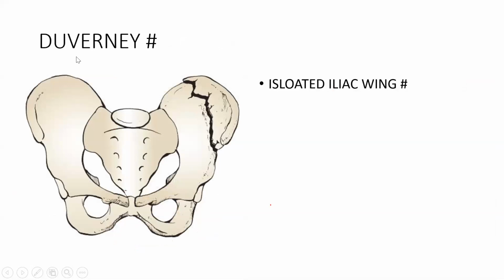Then this is something which even I don't remember. This is Duverney fracture. Okay, this is isolated iliac wing fracture. One-sided iliac wing fracture is known as Duverney fracture. So if you have iliac wing fracture, you don't do anything. It will heal by its own. Okay. They love blade fracture. Love blades बोलते इसको. So love blade fracture is Duverney fracture.